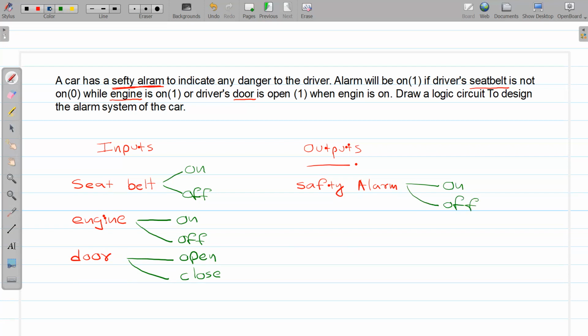So how have they mentioned the things? So alarm will be on. It's indicated by 1. So on means 1. That means off indicates a 0. Seat belt is not on. Not on is indicated by a 0, right? Not on is indicated by a 0. So that means seat belt is off. It is 0. So on means 1. Engine.